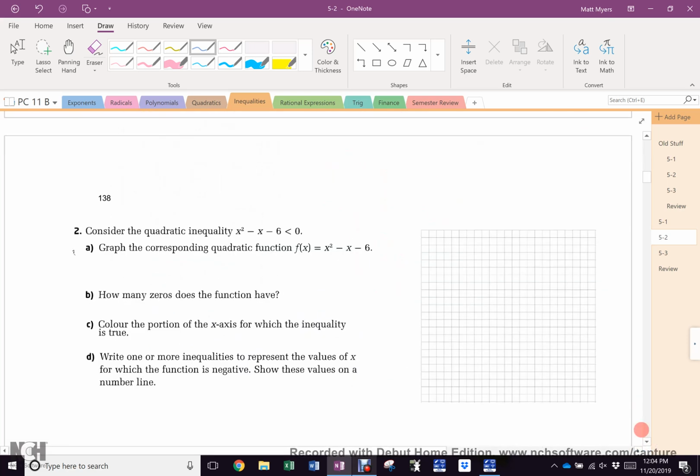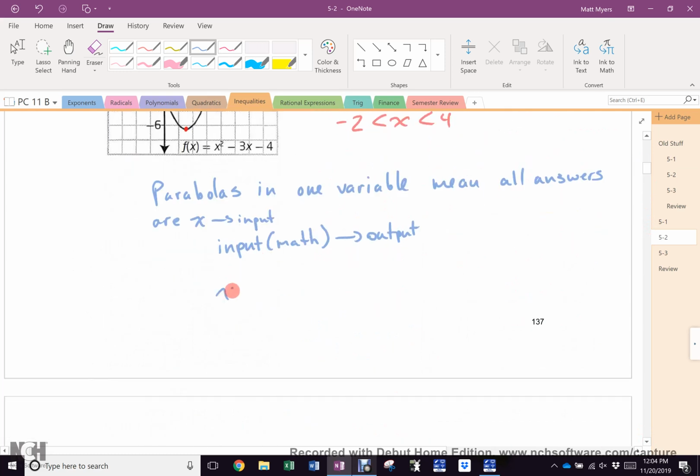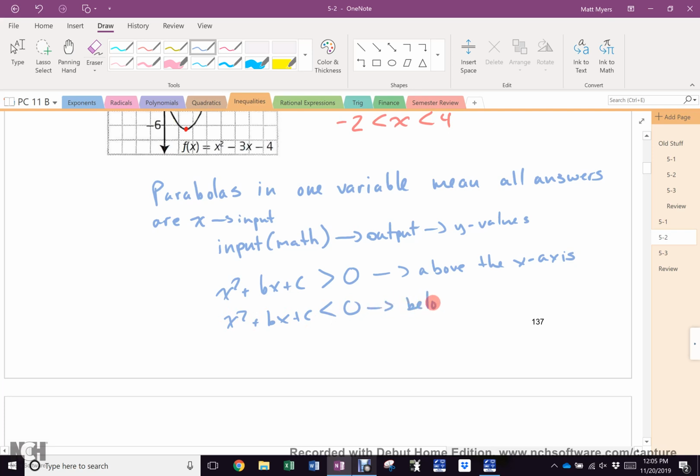Okay, so what I'm asking you now is when will the input, x squared plus bx plus c, there's my input plus math, be greater than 0. So when my output is greater than 0. My outputs are y values, yes? Where on a graph do outputs greater than 0 live? Above the x-axis. Where do outputs less than 0 live? Below the x-axis. And you can tell that just by looking.